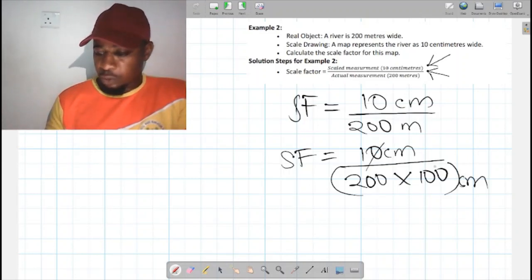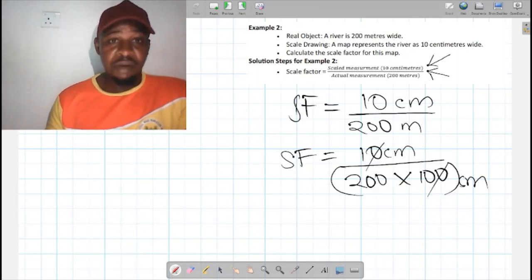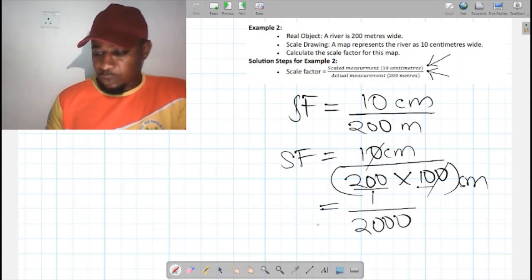Then we can divide all through. 0 cancels out. And then we have no common factors in the numerator and denominator. So we just multiply what you have in the denominator. In the numerator you have 1, in the denominator you have 200 times 10, and that is 2000. And so the scale factor is 1 over 2000, which of course we can write as 1 to 2000.